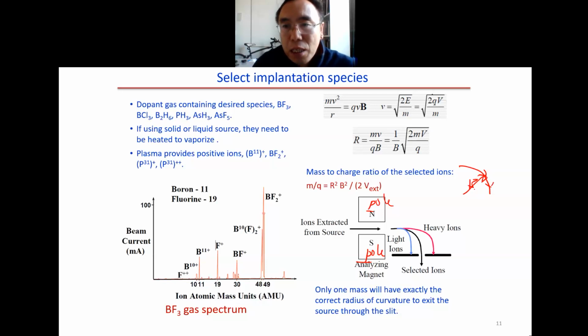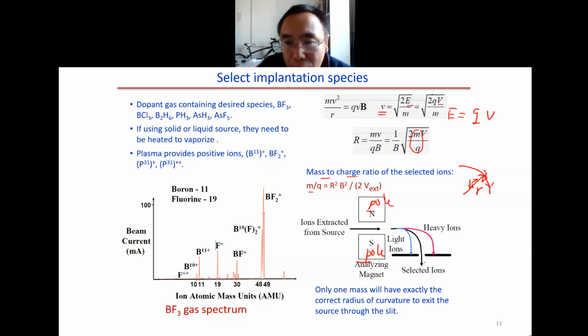So the radius is given by this formula here. We know that mv squared over r equals qvb. This is the Lorentz force. The speed is given by the square root of 2 times energy divided by m. Energy, we know, equals qV. So in the end, we have r equal to this value here. You can see that r depends on the mass to charge ratio, which is given by this formula here. So different mass to charge ratios give you a different r.